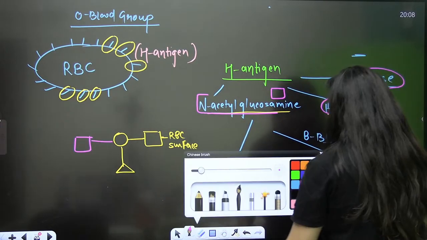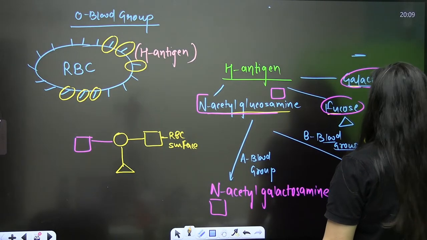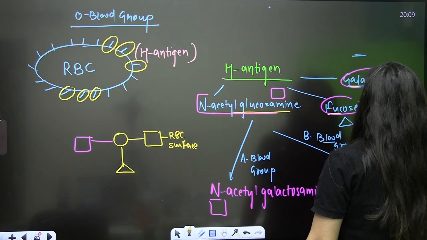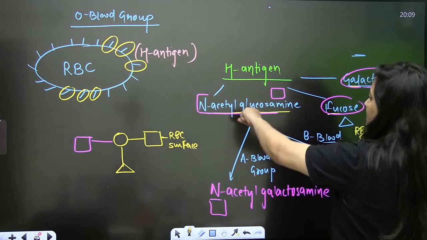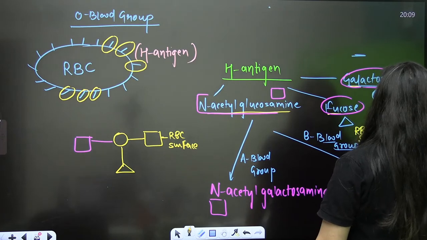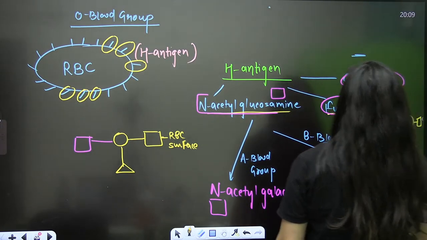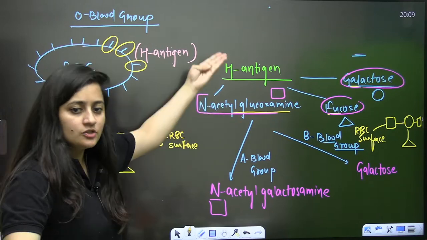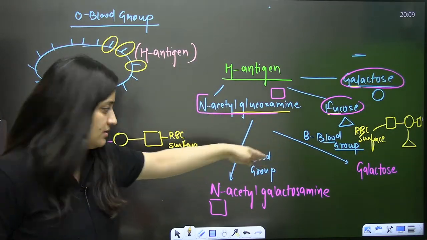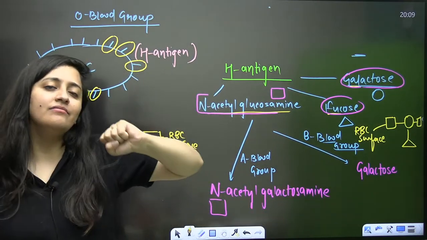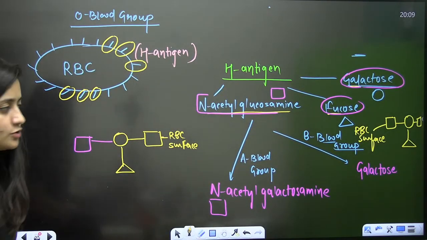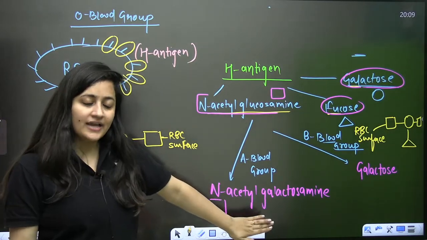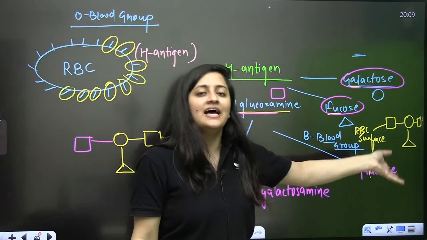So if I have to make the B blood group, let's say this is the RBC surface I have. To that RBC surface, your N-acetyl glucosamine will be attached, galactose will be attached, fucose will be attached, and N-acetyl galactosamine will be attached, like this. So the H antigen is basic. When these compounds are added to it, they decide whether it is A blood group or B blood group. Simple H antigen means O blood group. If N-acetyl galactosamine is attached to the H antigen, it is A blood group. If galactose is attached, it is B blood group.